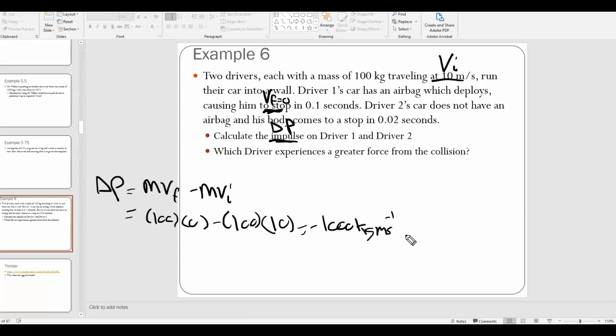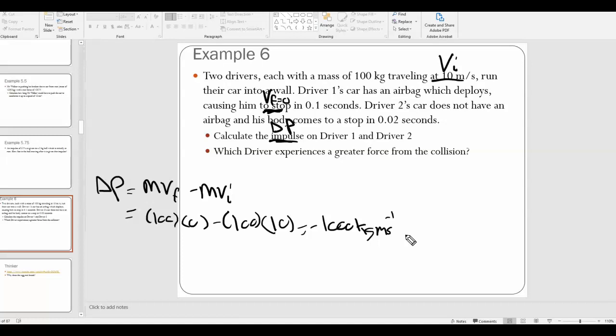Now, wait a second. For which driver did I do this calculation? Well, it turns out it doesn't matter, because both drivers have the same mass, they both have the same initial velocity, and they both have the same final velocity because they both stop. So even though one has an airbag and one does not, they both have the same impulse because they both have the same change in momentum. Driver 1 has a change in momentum of negative 1,000 kilogram meters per second, and driver 2 also has a change in momentum, an impulse, of negative 1,000 kilogram meters per second.